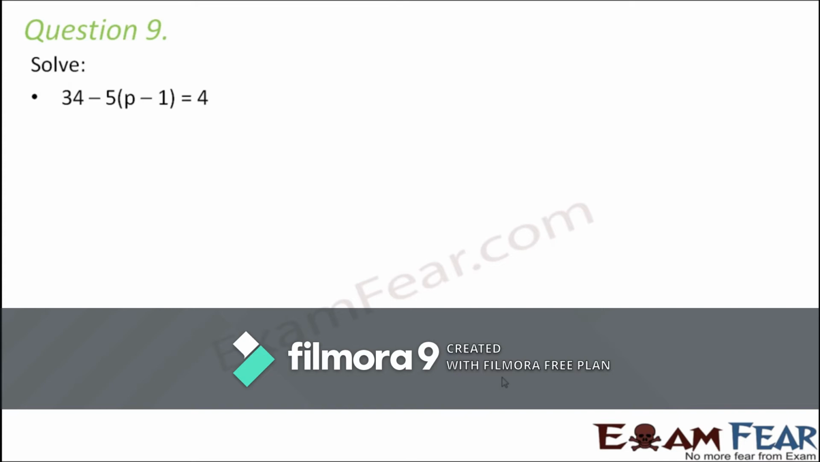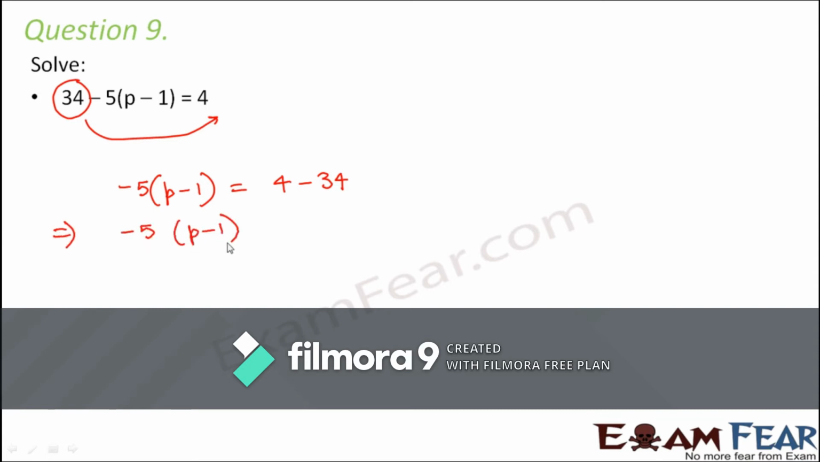Question number 9. 34 minus 5 into p minus 1 is equal to 4. In this case also, first of all, we will shift this constant term. So it becomes minus 5 into p minus 1 is equal to 4 minus 34. This can be written as minus 5 into p minus 1 is equal to minus 30. Now this in turn can be written as p minus 1 is equal to minus 30 divided by minus 5.